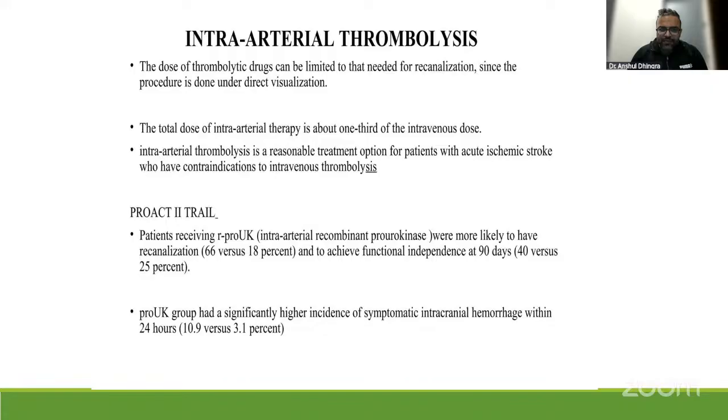There was the PROACT 2 trial. Patients receiving intraarterial recombinant pro-urokinase were more likely to have recanalization, 66 versus 18%, and to achieve functional independence at 90 days, 40 versus 25%. This group had a significantly higher incidence of symptomatic intracranial hemorrhage within 24 hours.